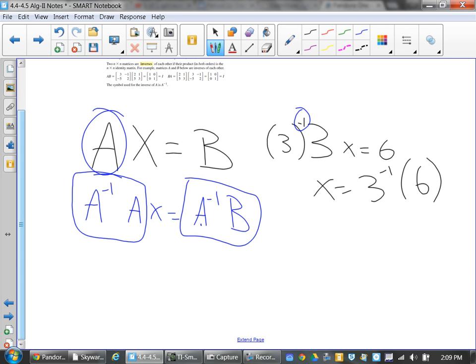Because remember, when you multiply matrices, it's not commutative. The commutative property of multiplication doesn't occur within matrices. Matrix A times matrix B will not be the same as B times A. So you have to do it this way. As long as you remember to put the inverse first, you're going to be fine. So let's look at how you find an inverse.